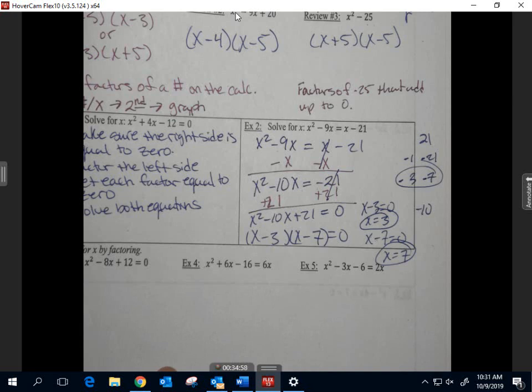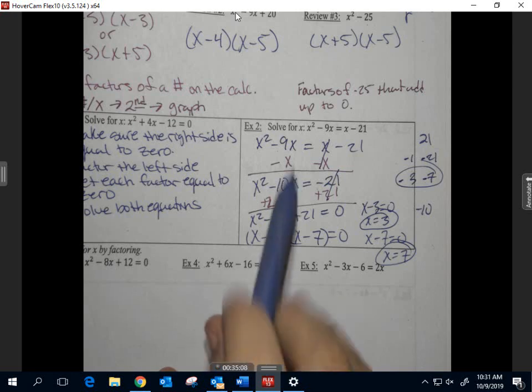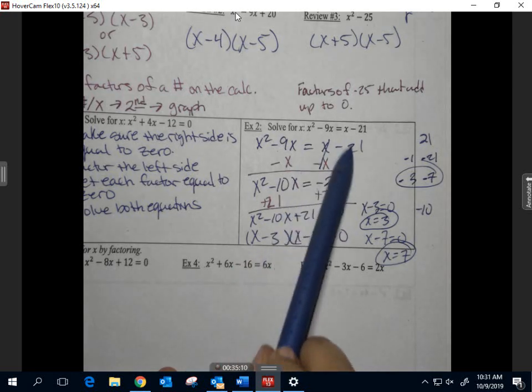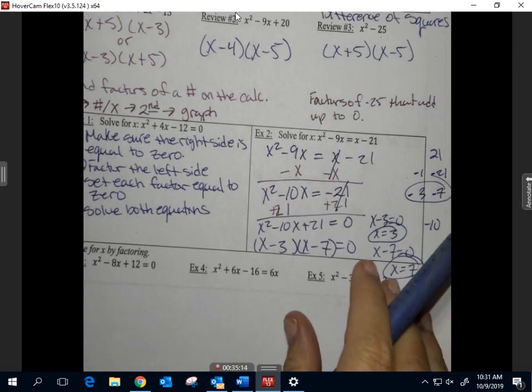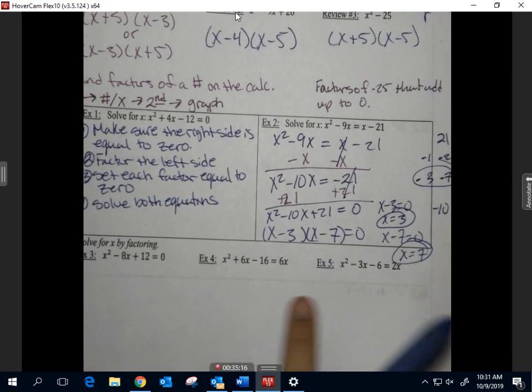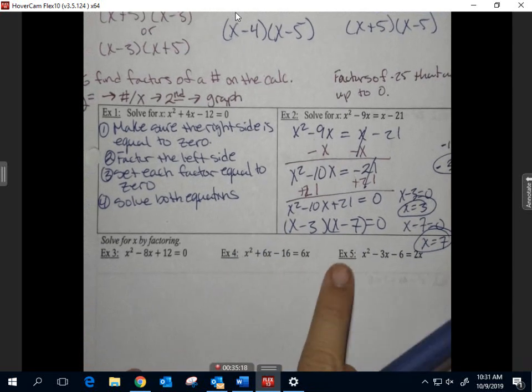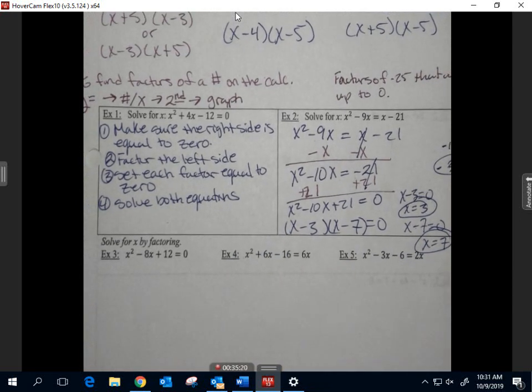Did I lose anybody on that? Wasn't too hard. If you get the factoring, the solving's easy. And this part could be a little complicated, to understand how we're moving things over to the left-hand side. So I want you to go ahead and do these 3 problems, okay? And then I'm going to come around and help you guys out.